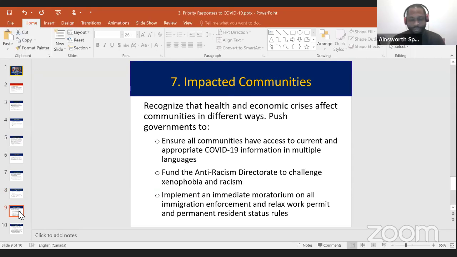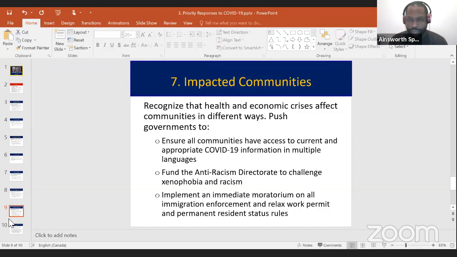All right, I'm here. Okay. Impacted communities. It is important to recognize that health and economic crisis affect communities in different ways. We need to push the governments to, one, ensure all communities have access to current and appropriate information, establish dedicated COVID hotlines in different languages for all workers and employers. Two, fund the Anti-Racism Directorate to challenge xenophobia and racism.